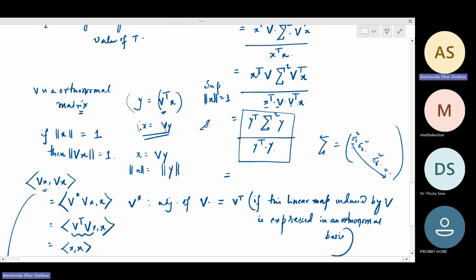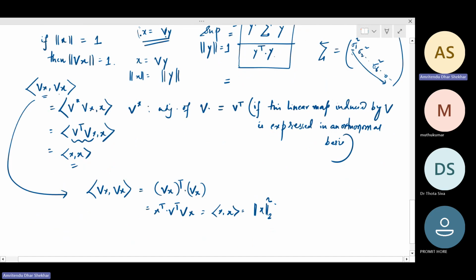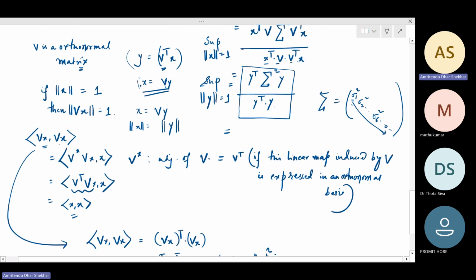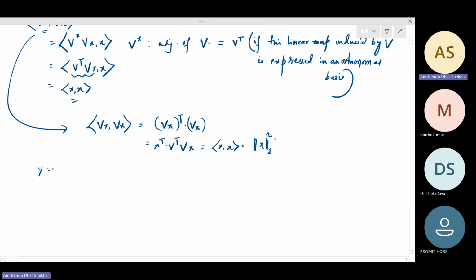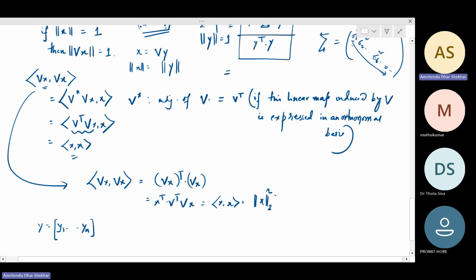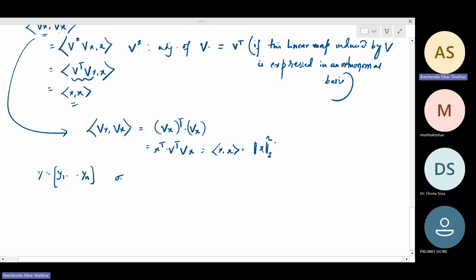And so this expression is just equal to sup over y with norm equal to 1 of this quantity. Now if you know this, it's trivial to prove. So if you write this y as some y1 up to yn, then what is this expression equal to? This expression is equal to sigma 1 squared y1 squared plus sigma 2 squared y2 squared plus dot dot dot divided by y1 squared plus y2 squared plus dot dot dot.